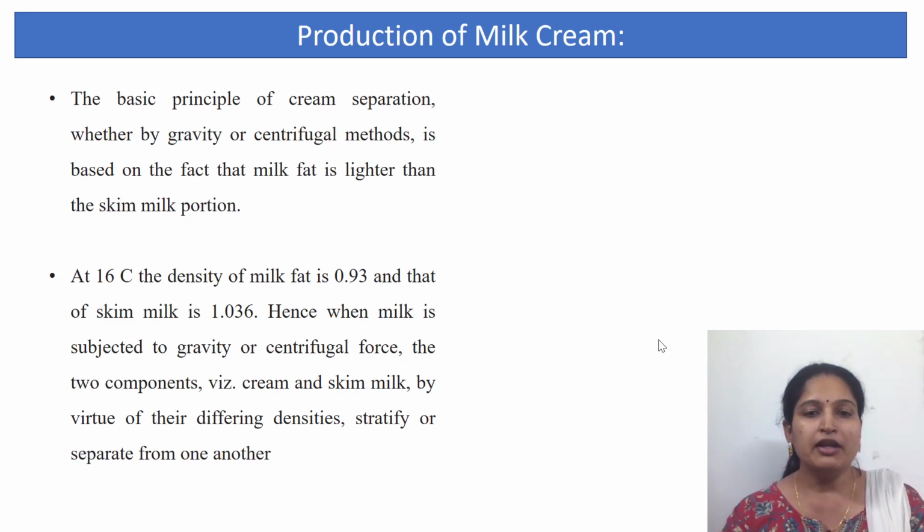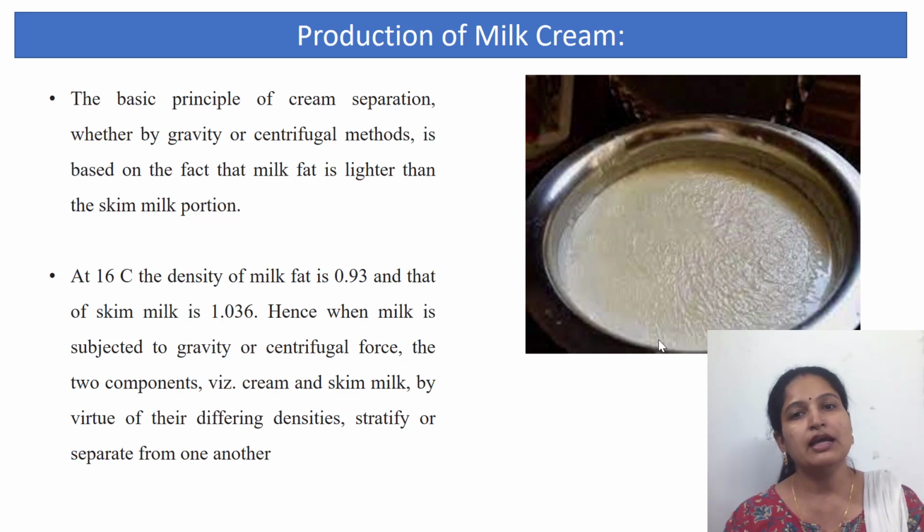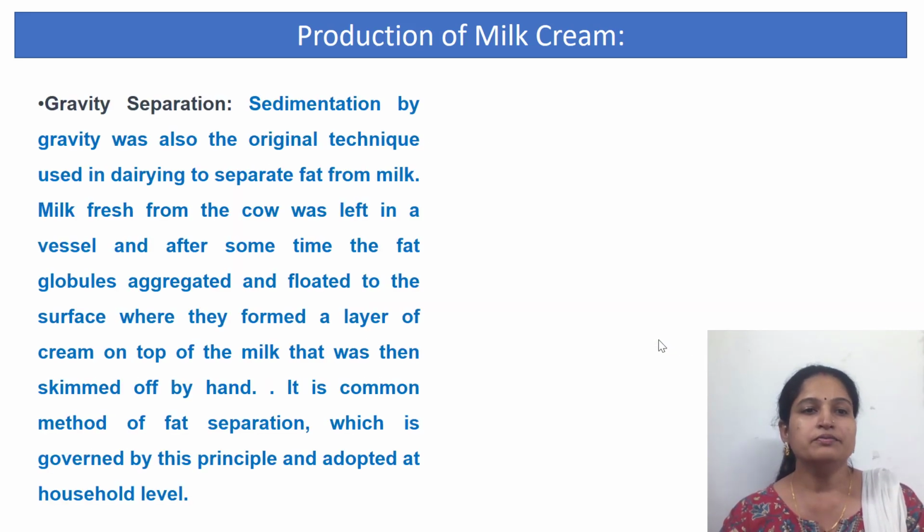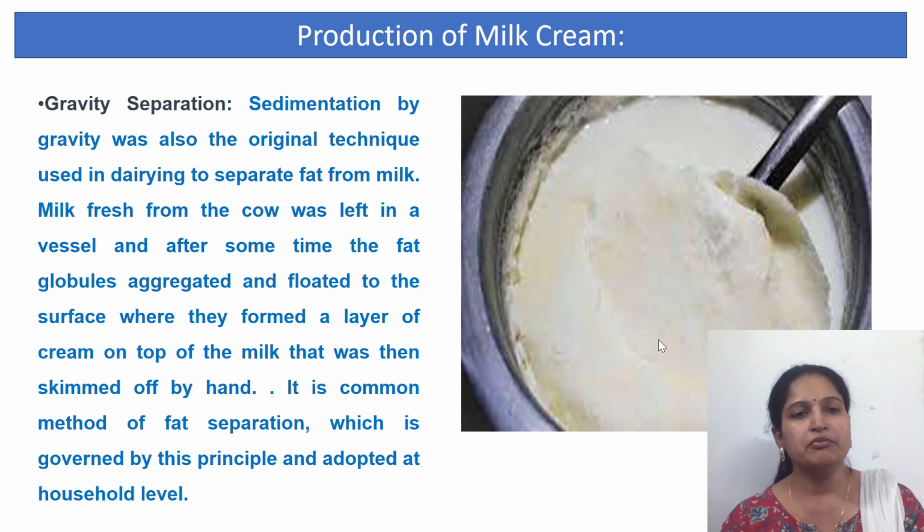So when milk is subjected to gravity or centrifugal forces, the two components, the cream and the skim milk, by virtue of their differing densities, stratify or separate from one another. So the separation of cream from the milk is done on the principle of gravity differences, or the density differences between the two. Now let us discuss the gravity separation method of milk.